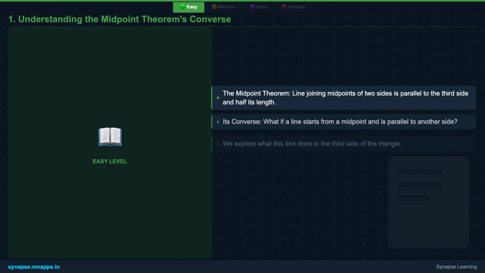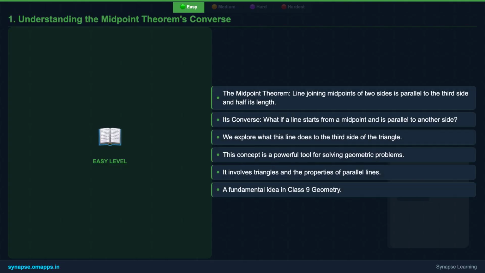First, let's quickly recall the midpoint theorem itself. It tells us that if we connect the midpoints of two sides of a triangle, that connecting line will be parallel to the third side and half its length. Now, its converse is what we are really interested in today. It asks, what if a line already starts from a midpoint and is already parallel to another side? What magic does it perform on the third side of the triangle?